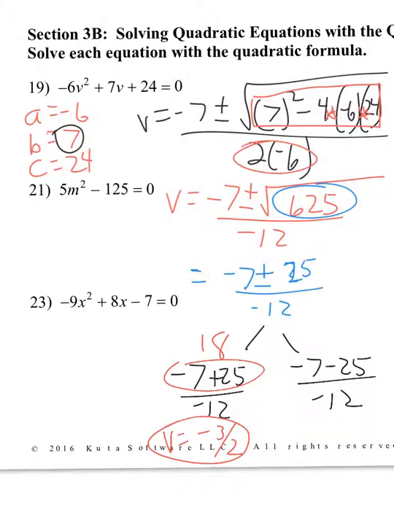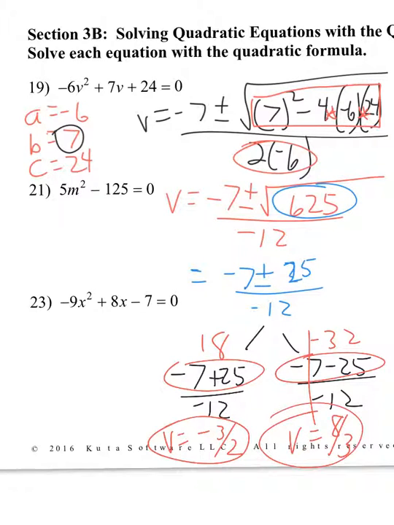-1.5 would be the same. -7 minus 25 is -32. And then you have -32 over -12. That does reduce. 4 goes into each of those. The negatives are going to cancel out. So it would be 8/3. So v would equal -3/2 or 8/3. And you could write them as mixed numbers if you want to.